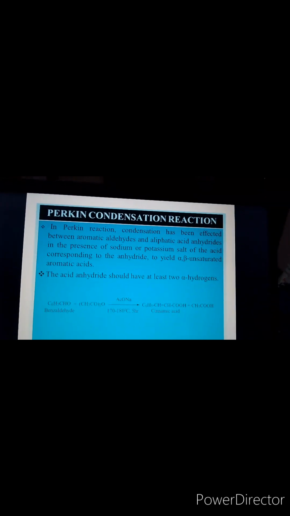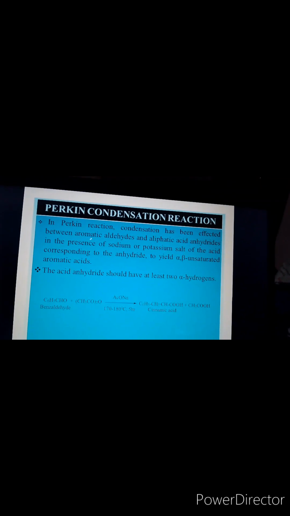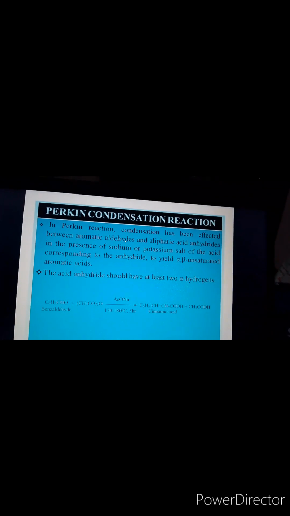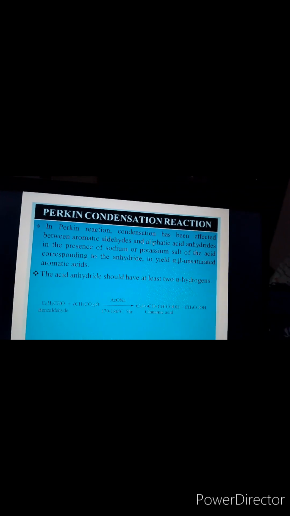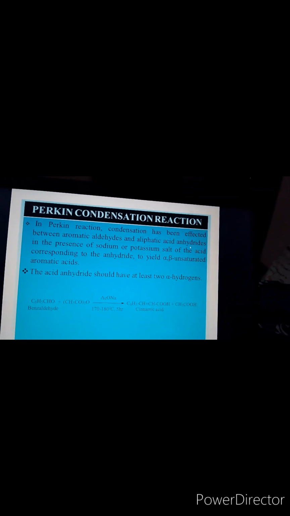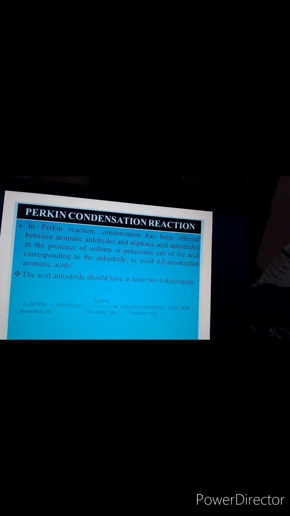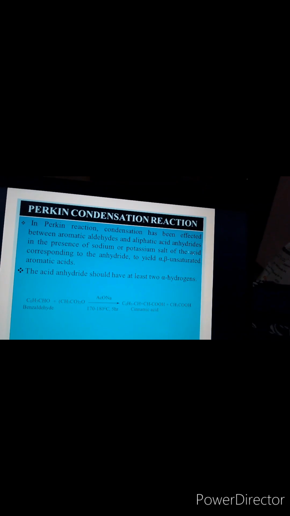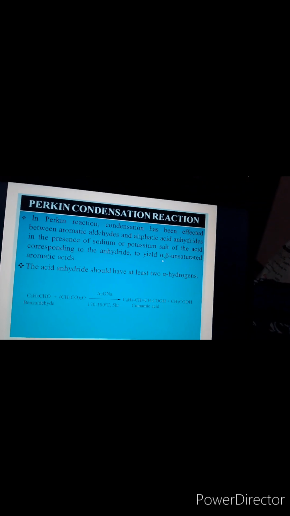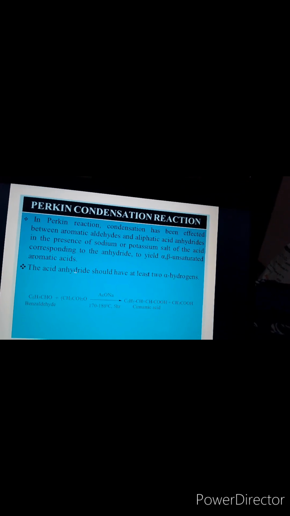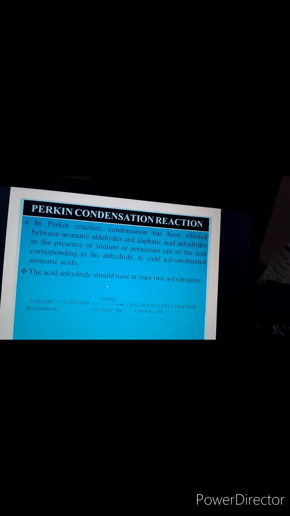Next reaction is Perkin condensation reaction. In Perkin condensation, the reaction occurs between an aromatic aldehyde, which should not contain alpha hydrogen, and an aliphatic acid anhydride, which contains alpha hydrogen. In the presence of the salt of the acid anhydride, it gives an alpha beta unsaturated aromatic acid.